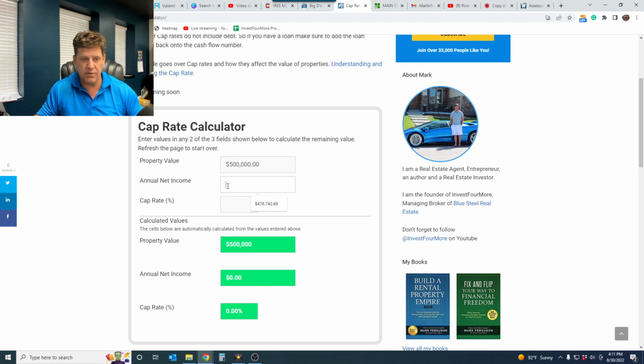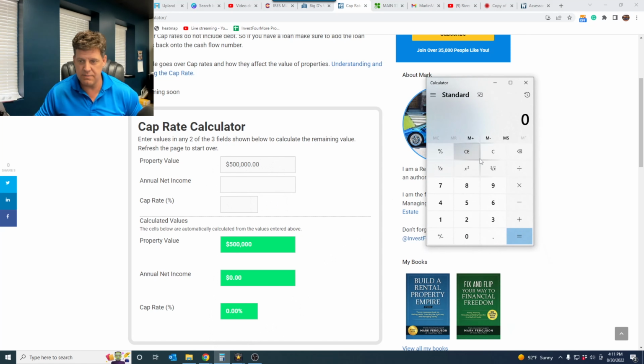So the first thing to know when you're doing cap rate is make sure that you're doing either gross or net income correctly, because some people figure gross and some people figure net, and they can be two very, very different numbers, and I'll show you that here in a second. So if you have a $500,000 building and the rent is, I'll get out my calculator just to make this easy for you, let's say $4,000 a month. You multiply that by 12, you get $48,000 a year as your gross income.